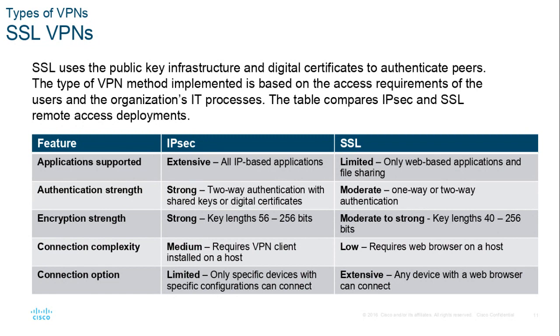The complexity of the connection on IPsec is greater because we have to either install the VPN client on your host laptop, or we have to install it in your home router. And if you're away from home, you can't do that. With SSL, there's no complexity because all you need is a web browser, and everybody's got a web browser device. So with SSL, any device with a web browser can connect to the home office. With IPsec, only specific devices with specific programs on them can connect.